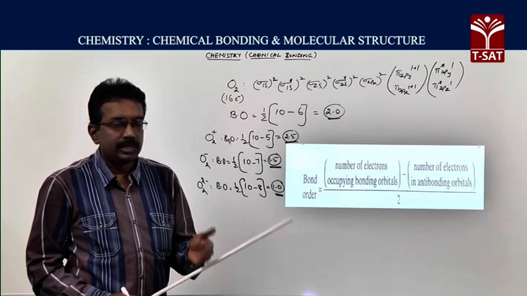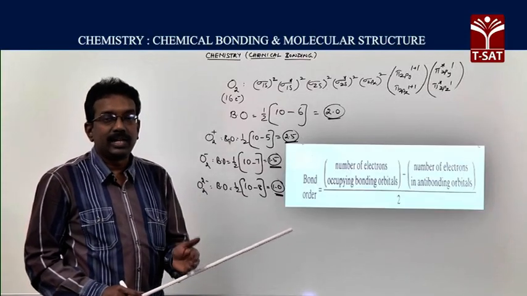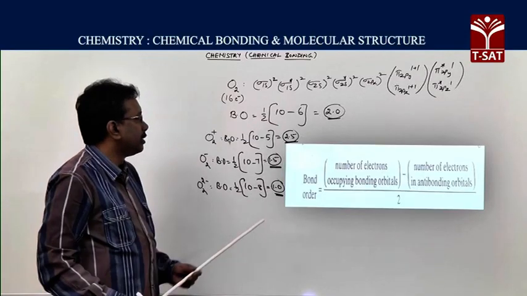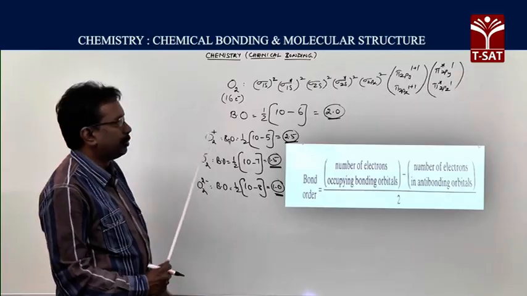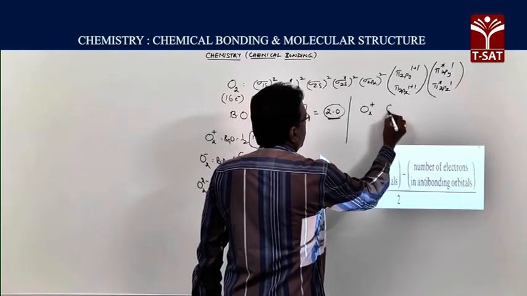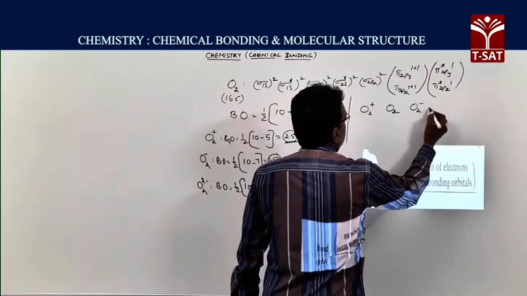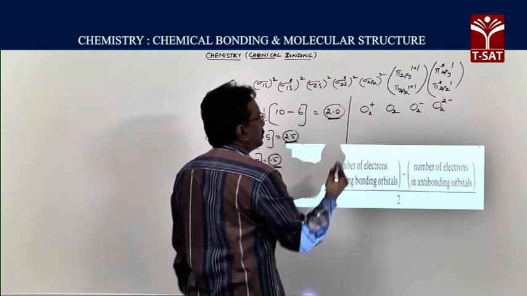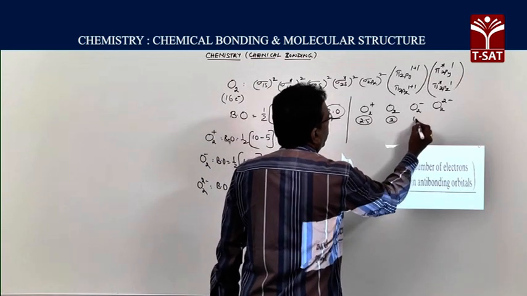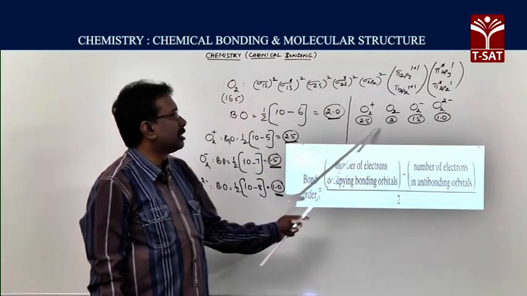If bond order is more, definitely bond dissociation energy is more. If bond dissociation energy is more, definitely that species is a stable species. That means if you observe these four molecules, the one with the highest bond order is O2 plus. So here I am writing first O2 plus, next O2 with bond order 2, next O2 minus, next O2 2 minus. So O2 plus bond order is 2.5, O2 bond order 2, O2 minus bond order 1.5, O2 2 minus bond order is 1. So this is the decreasing order of bond order.